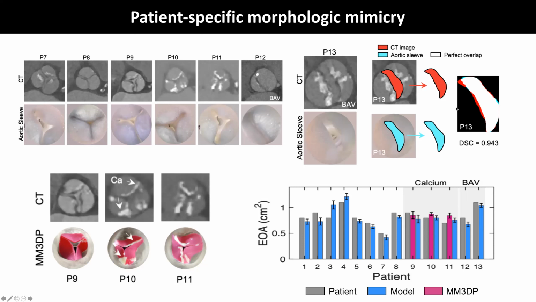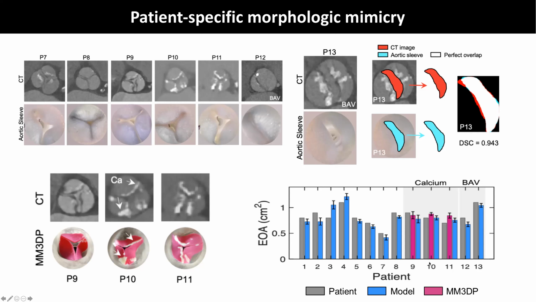And then we can do multi-material printing to actually print the calcifications based on CT scans and really recapitulate the types of depositions these patients have. If you quantify effective orifice area, you can see that we can very closely match the patient and the model, and even with the multi-material 3D printing, here is shown for patients 9 to 11.